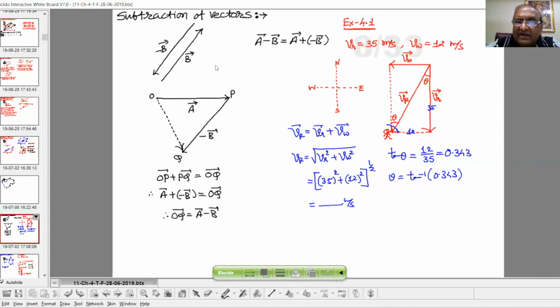Now suppose we have vector A, this one, OP. OP is our vector A. And now this one is vector B. See the cursor. This one is vector B. We want A minus B. So for that, with this equation we discussed, A minus B is nothing but the summation of A and vector minus B.